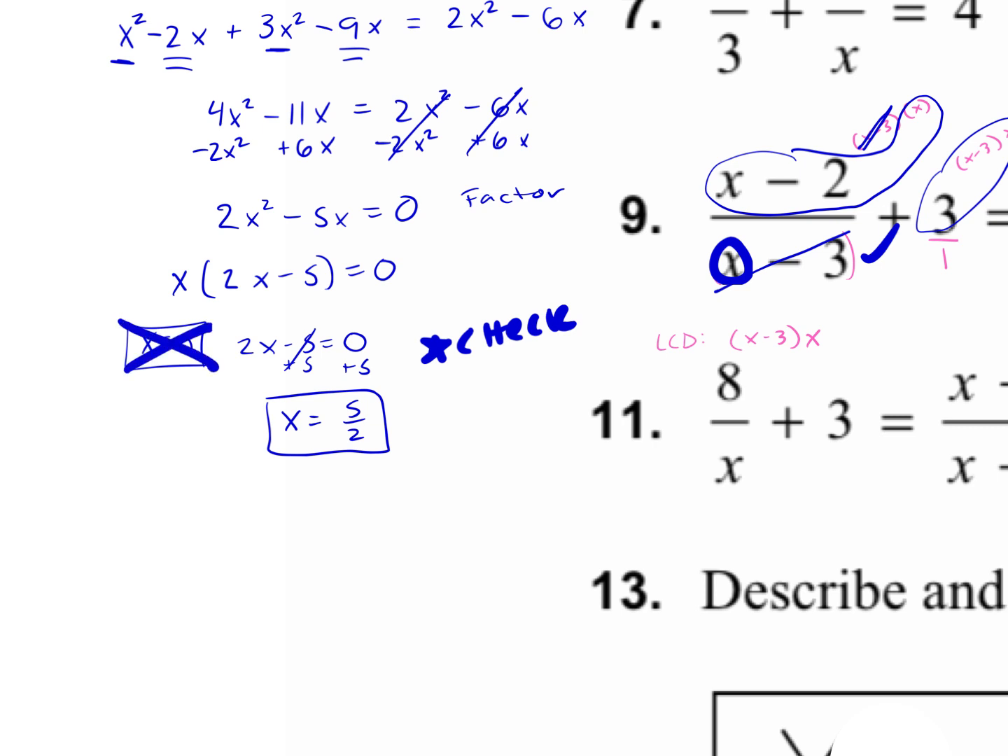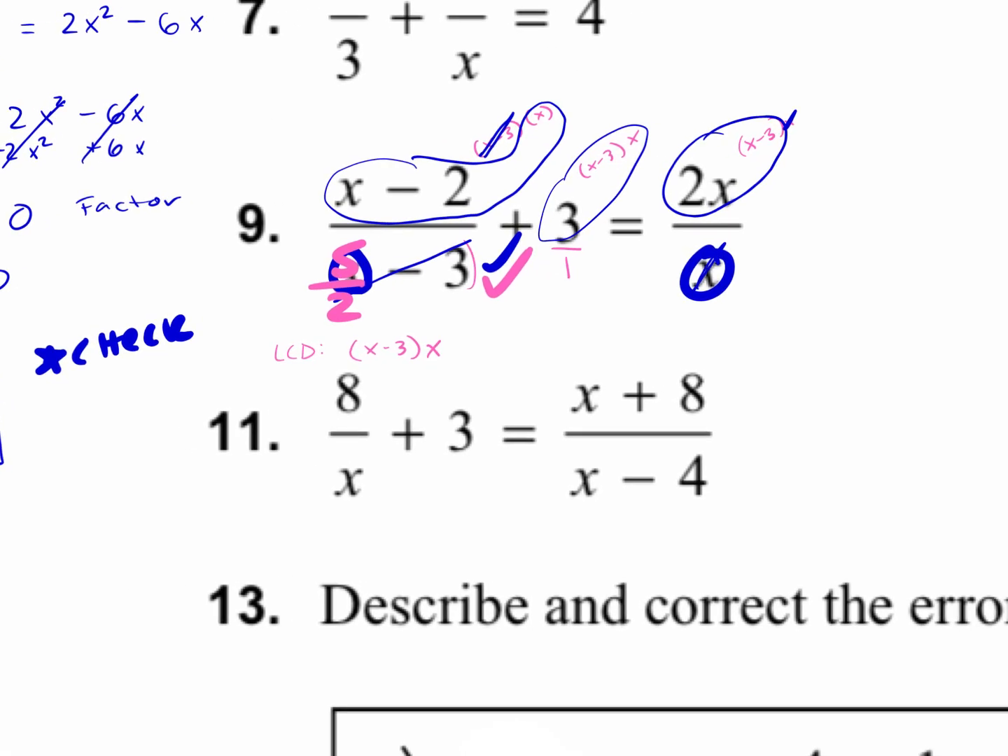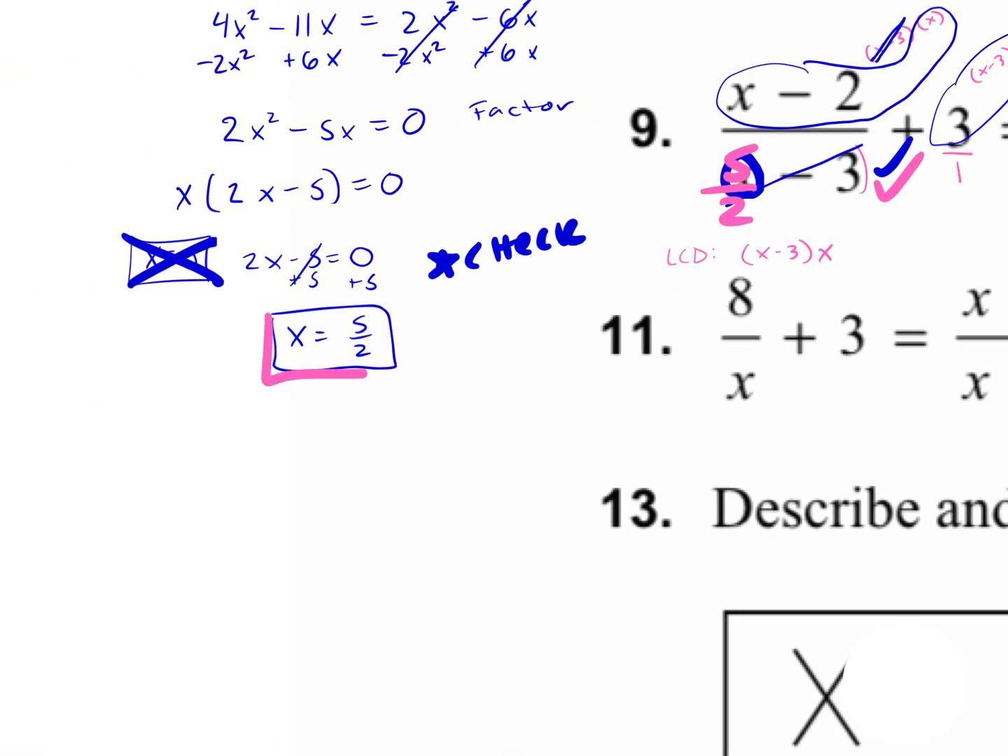Now let's plug in 5 over 2. 5 over 2 minus 3. Does that work? Yep. You don't have to solve it out to figure out what it is. Just know it's not 0. It's not 0 because you have a fraction minus a whole number, so it's not going to be 0. And then 5 over 2, is that 0? Nope. So does 5 over 2 work? Yes.